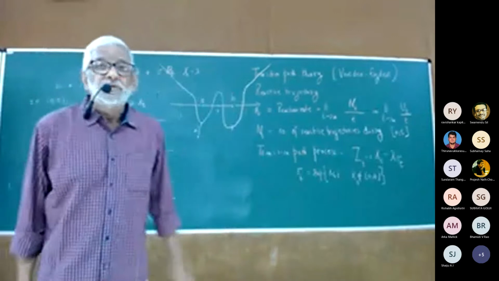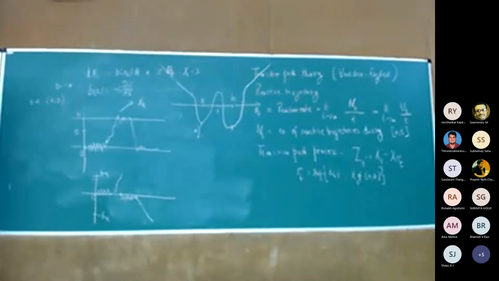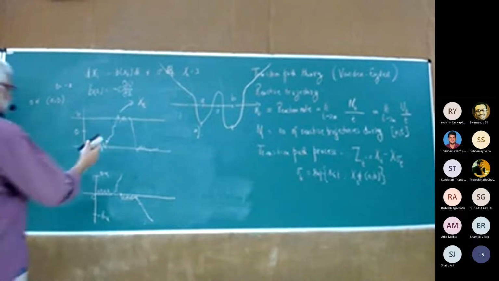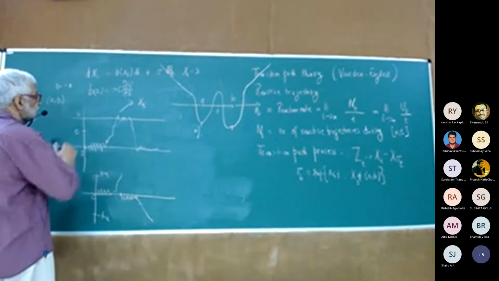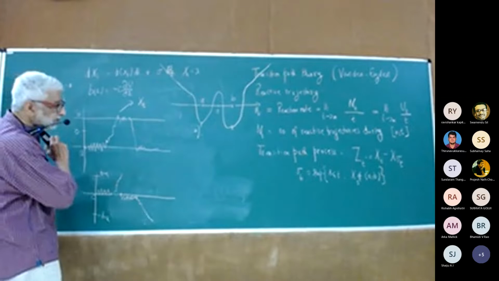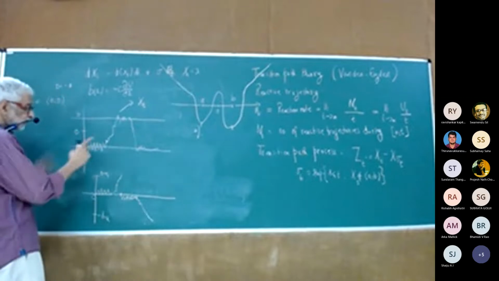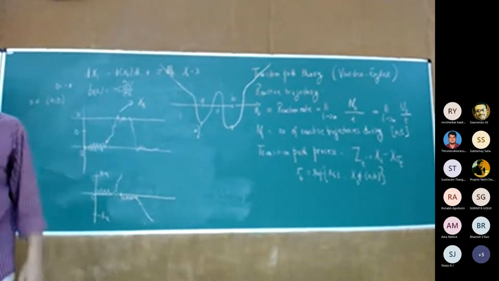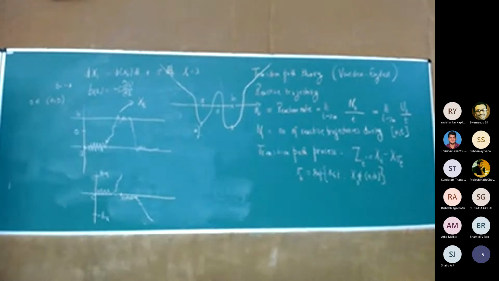This ZT is a transition path process. ZT satisfies a stochastic differential equation. So I think I'll rub this out, but it's good to keep this picture in mind of how ZT tracks the process X.